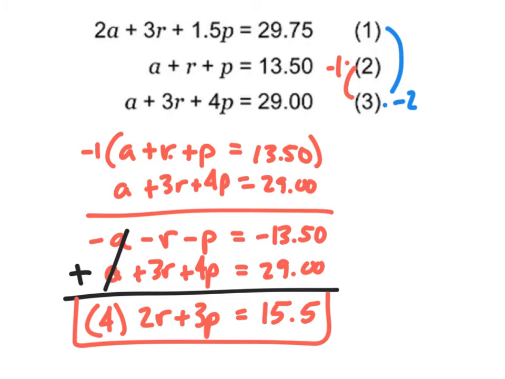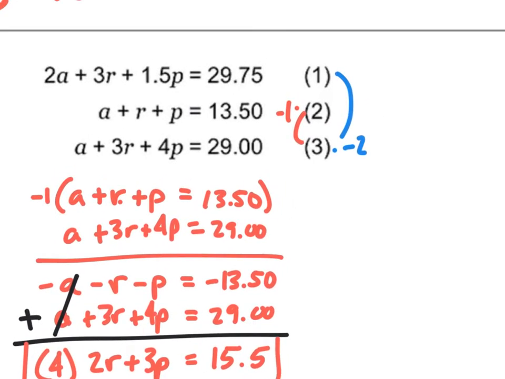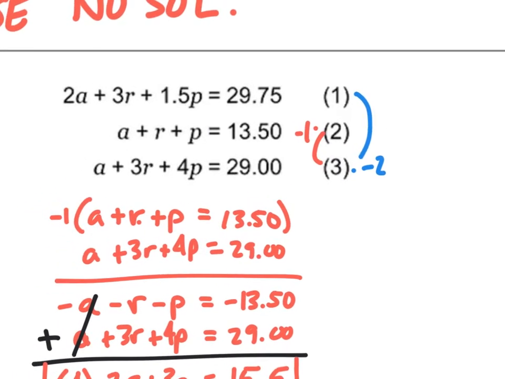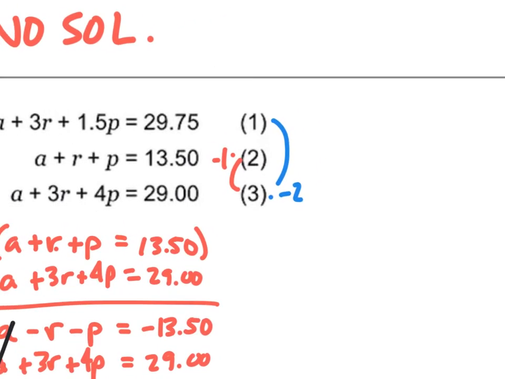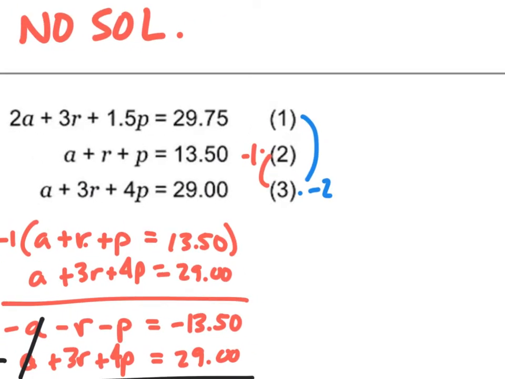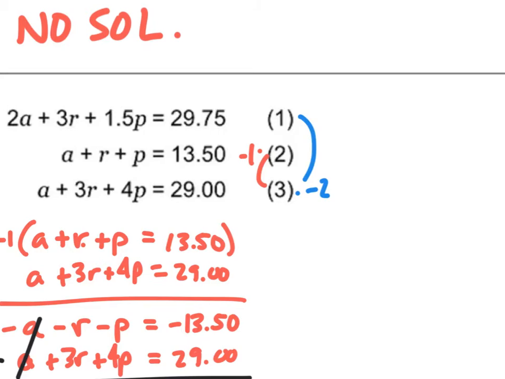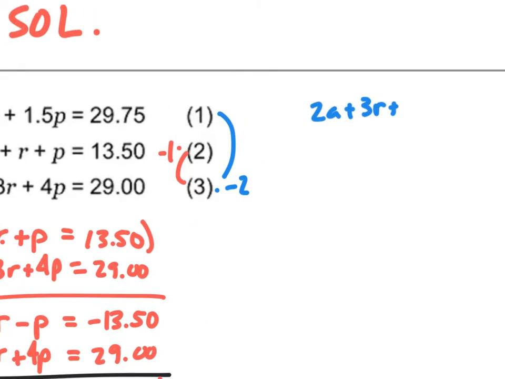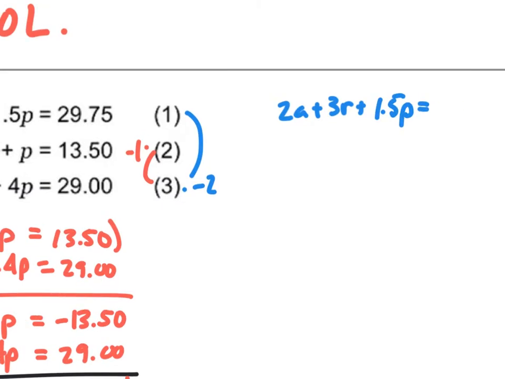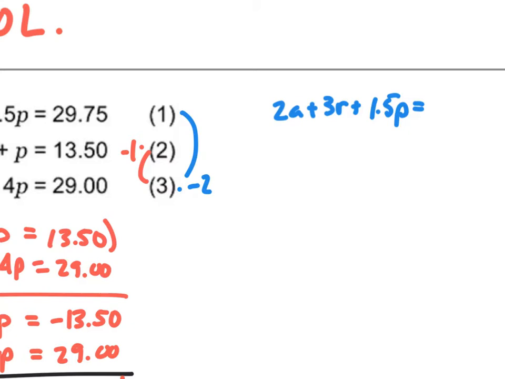All right. Then I'm going to take 1 and 3, but I'm going to multiply the third equation by negative 2. So let's do, all right, what do we got? We got 2A plus 3R plus 1.5P, and that's equal to 29.75.